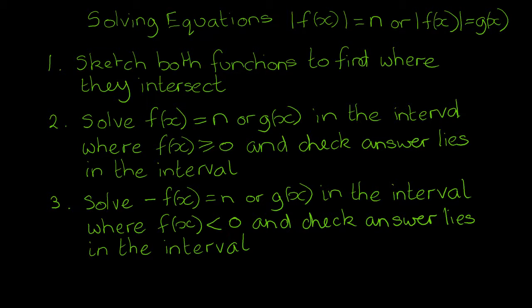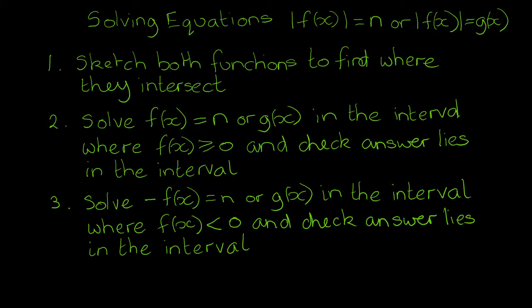Now we need to solve f of x equals n or g of x, whichever version you've got, in the interval where f of x is greater than or equal to 0. You can use your sketch to help you work that out, but you will actually need to calculate that algebraically to be more precise. Once you've solved that, you're going to check that the answers you've received actually lie in the interval. Next, you're going to solve the negative version of the function equal to n or g of x in the interval where f of x is less than 0.